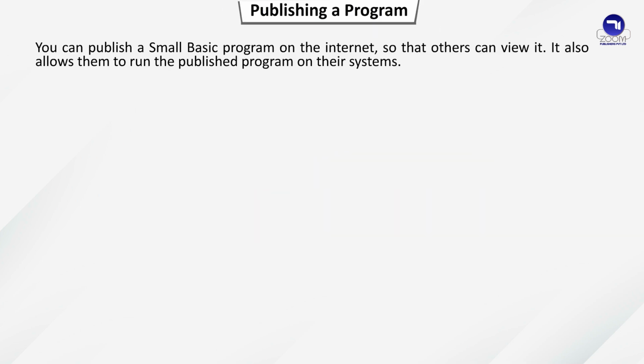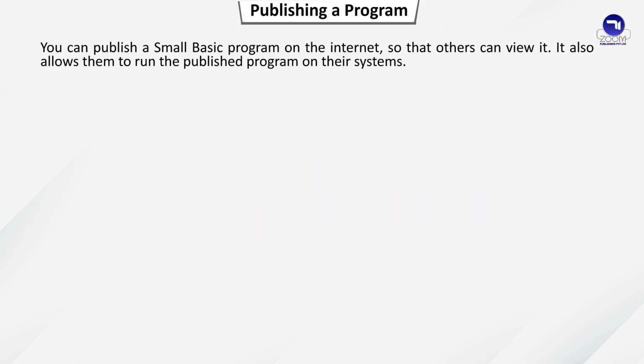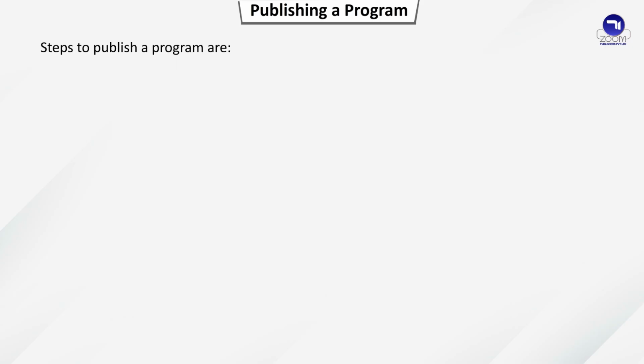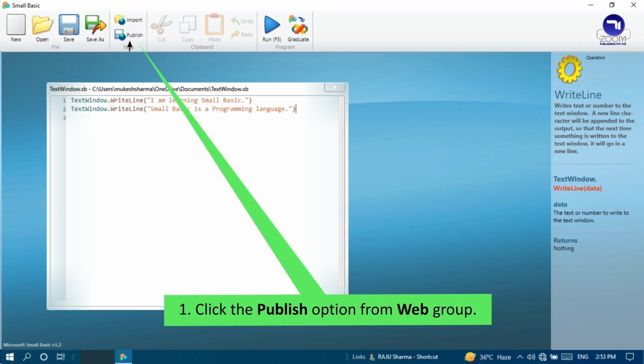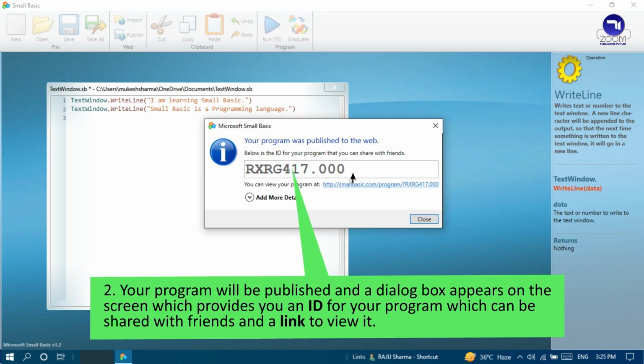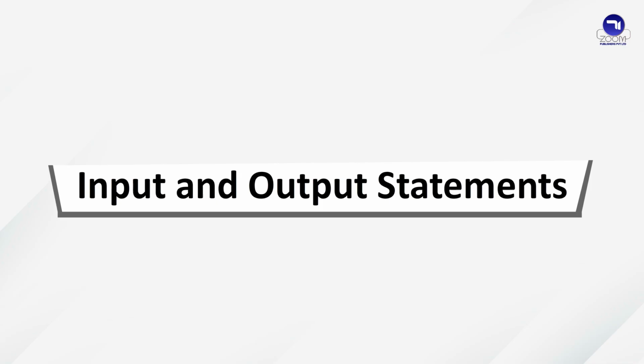Publishing a program. You can publish a small basic program on the internet so that others can view it. It also allows them to run the published program on their systems. Steps to publish a program are: click the Publish option from Web Group. Your program will be published and a dialog box appears on the screen which provides you an ID for your program, which can be shared with friends, and a link to view it.